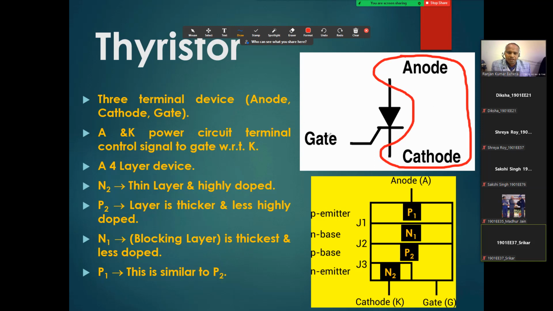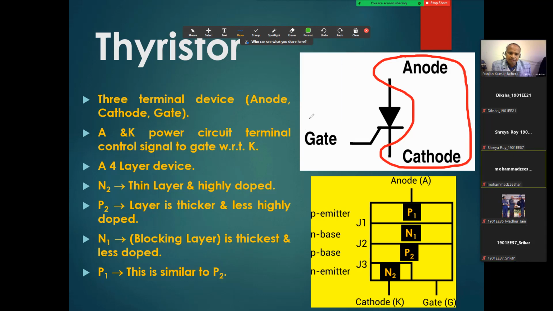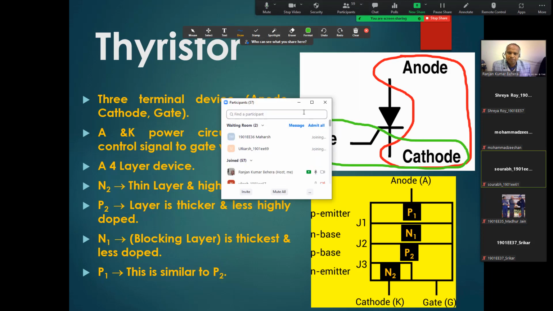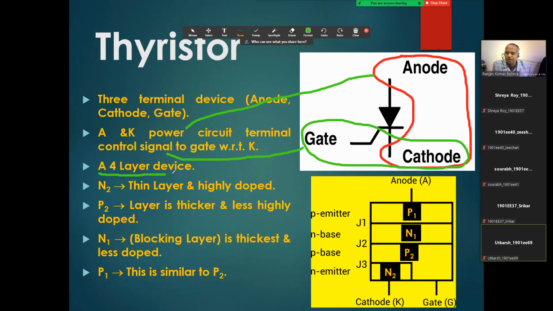The gate and cathode are called the signal terminals. This is the signal with which you can control your gate, and the anode and cathode are your power terminals, which form the power circuit, and gate and cathode form the control circuit. It is a four layer device.